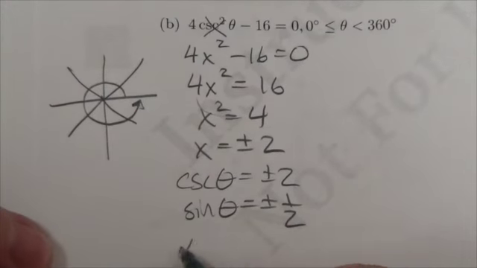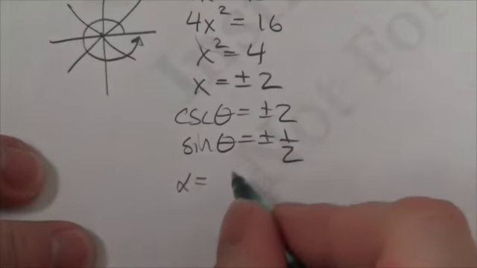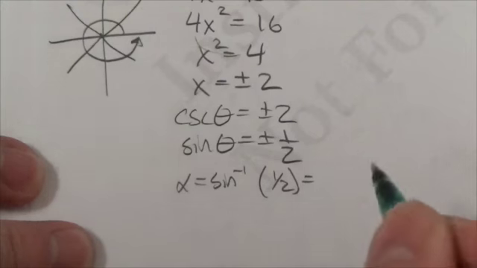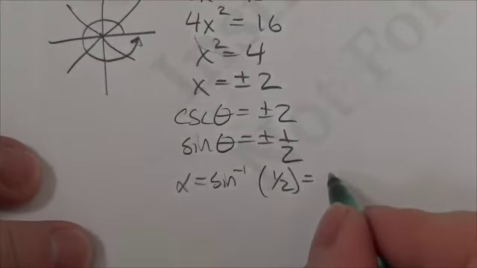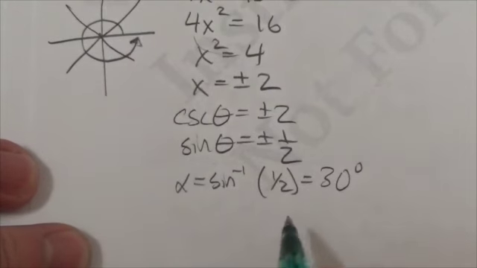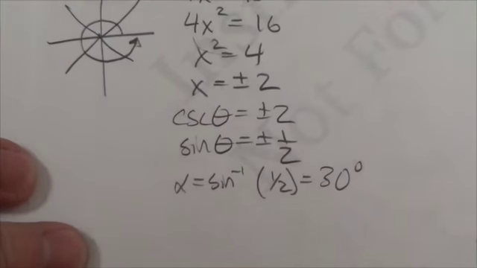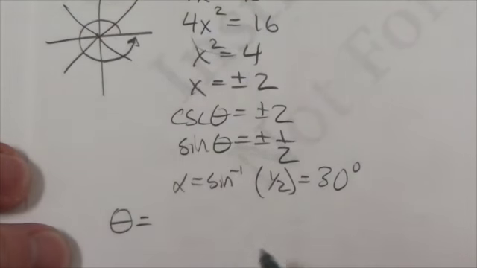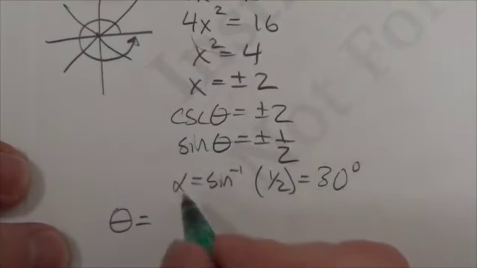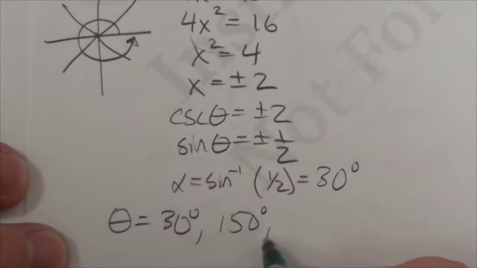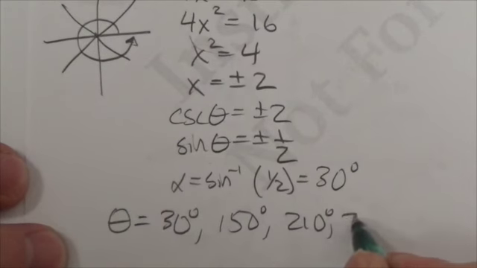So really what I've got to do now is just find the inverse sine of positive 1/2 to get the reference angle. And again, we're in degrees. This is quite straightforward. I can either use my calculator or I can just think back to my unit circle. I know it's 30 degrees. And so now I just have to put 30 degrees in all 4 quadrants. So in the first quadrant, that'll be 30. In quadrant 2, that's 150. In quadrant 3, that's 210. And in quadrant 4, that's 330.